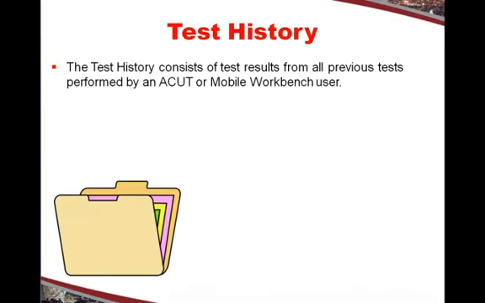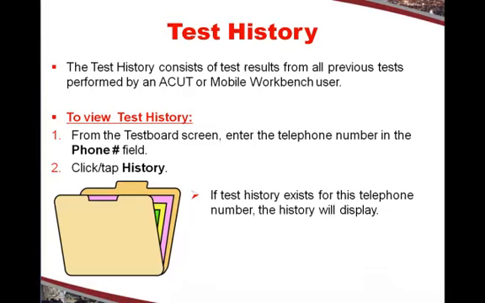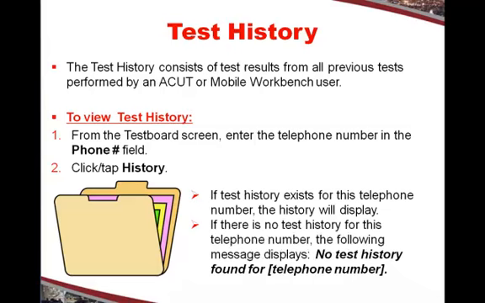The test history consists of all results from previous tests performed by an AccessCare Universal Ticket or Mobile Workbench user. To view the test history, enter the telephone number in the phone number field and click or tap the history button. If test history exists for this telephone number, all test result tables display. If this line has never been tested before, a message displays stating that no test history has been found.